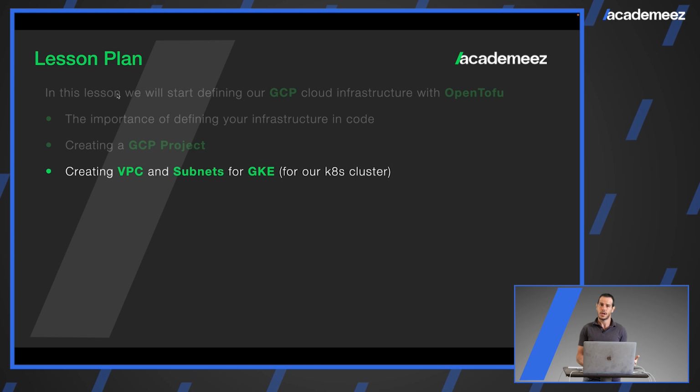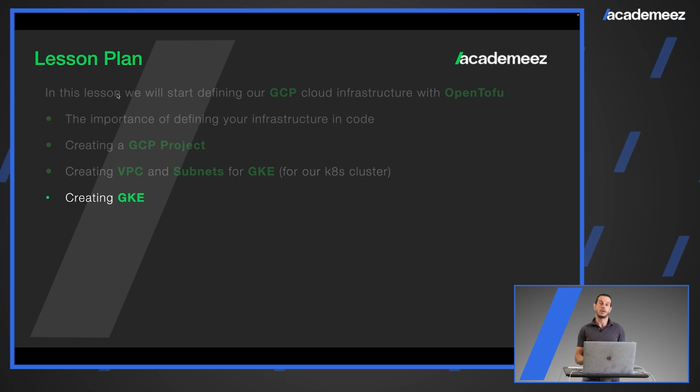And then in that project, we need some kind of networking for our Kubernetes. So we are going to create a virtual network, a VPC, and we're going to create subnets. And we're going to explain a bit what is important when you're creating those networking resources for your cluster.